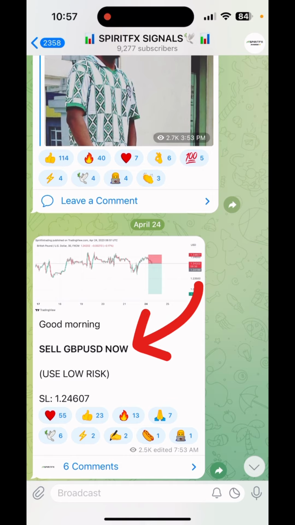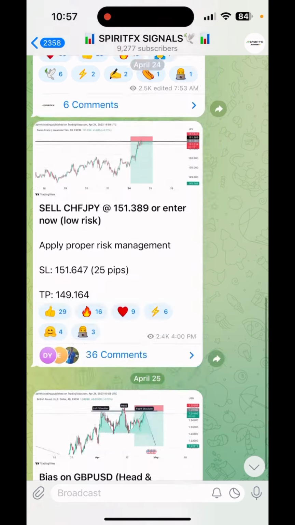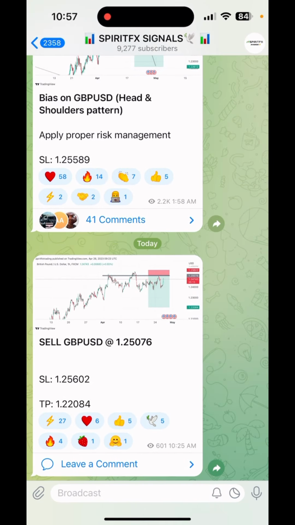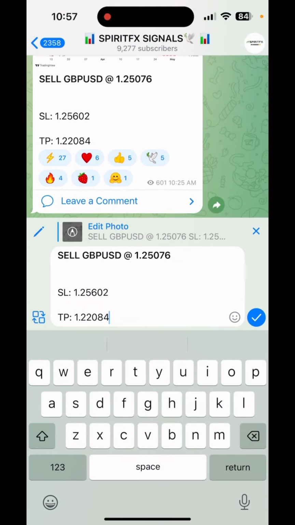Do you understand? You might be in my signal group or any other signal group. As a newbie, you need to learn this. So once you see sell GBP USD at so and so, it's not saying you should enter now. What they are trying to let you know is to place a sell limit, because it's a sell at so and so. So what you would do is copy this number. Let me see if I can copy this. Click copy.